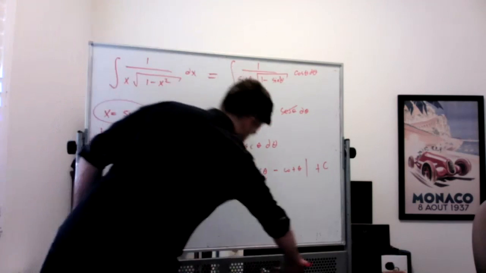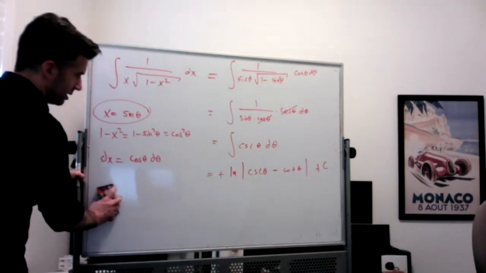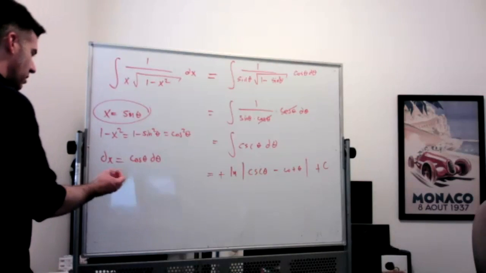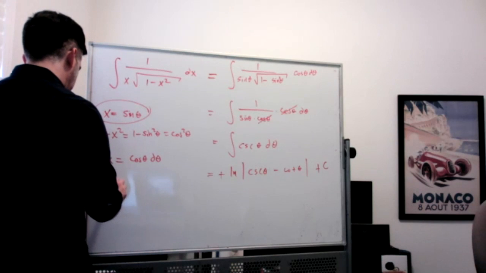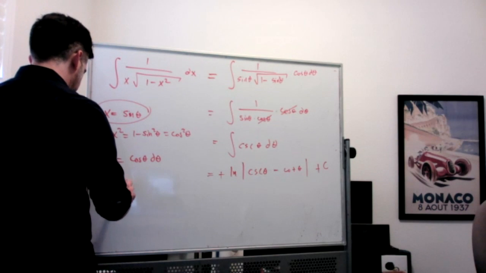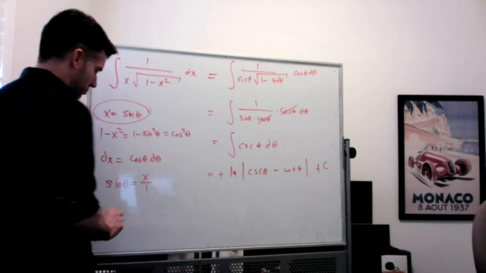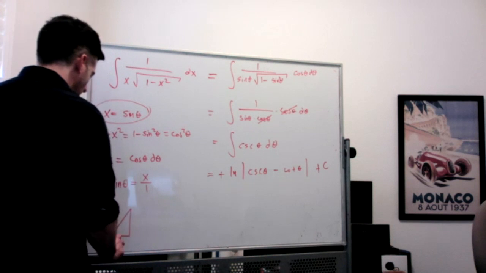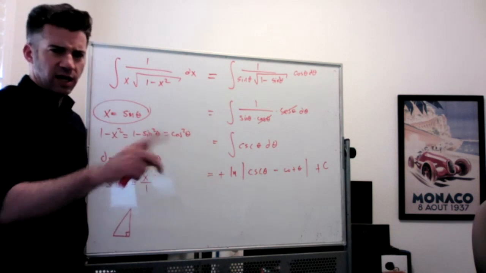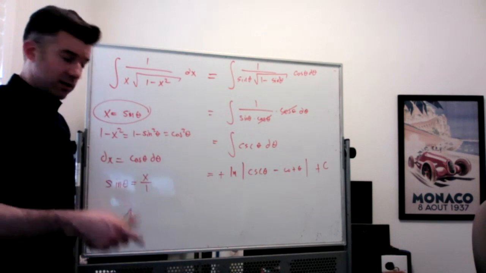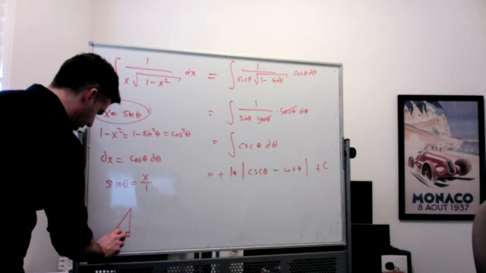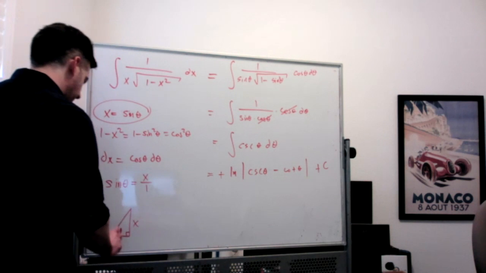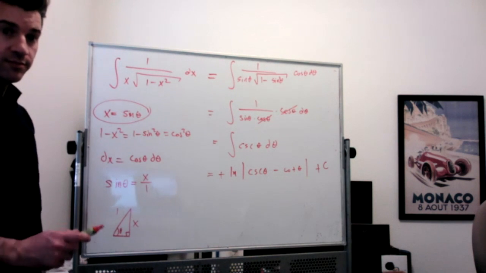So there's a process here. And the process consists of drawing a triangle. What I mean is, we have sine of theta equal to x, or I'm going to write sine of theta equal to x over 1. I'm going to draw a right triangle where, well, sine is which side over which side? Oh, it's opposite over hypotenuse. So that's my angle theta. Then the opposite side should be x, and the hypotenuse side should be 1.